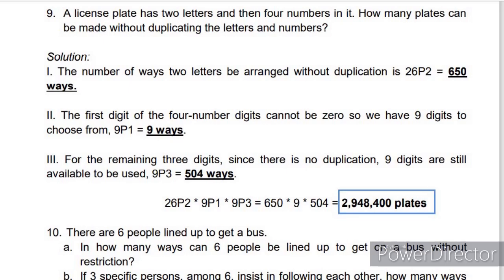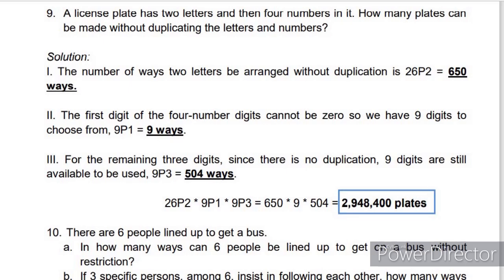So with the duplication formula, it is equal to 650 ways. Next, the first digit of the 4-digit number cannot be 0. So we have 9 digits to choose from because it is 1 to 9. So we have 9 permutation 1 because we are going to select the first digit. So it is equal to 9 ways.